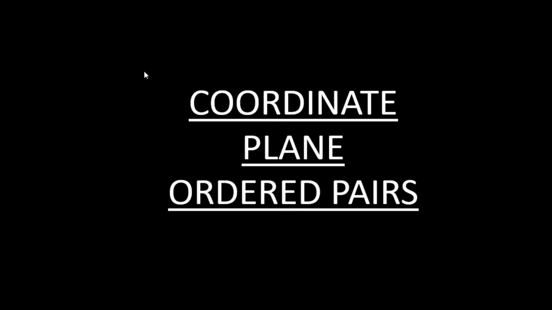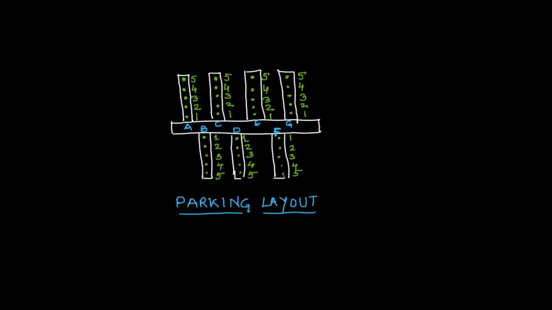Coordinate plane ordered pairs. So in this video, we will see how we locate a point in a coordinate or a Cartesian plane. Let us consider an example of a parking layout. Now you have to park the car and you are told to park the car in slot number 5. Is it clear to you where exactly you have to park it?